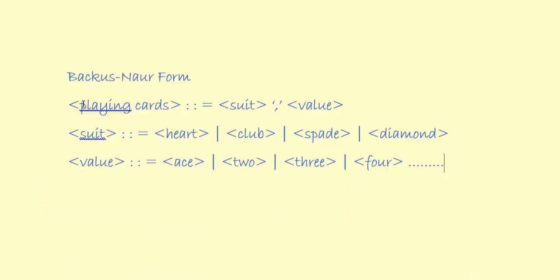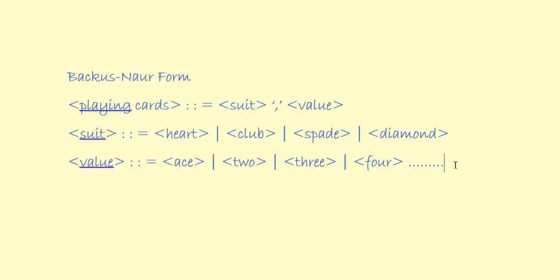So we've said playing cards are defined by a suit and a value. But then we ask the question, what do we mean by suit? What is allowable for suits? Well, the syntactic items allowed for suits are hearts, clubs, spades, and diamonds. But we then need to turn to, what are values? Well, values are defined by ace, 2, 3, 4, and all the way up.